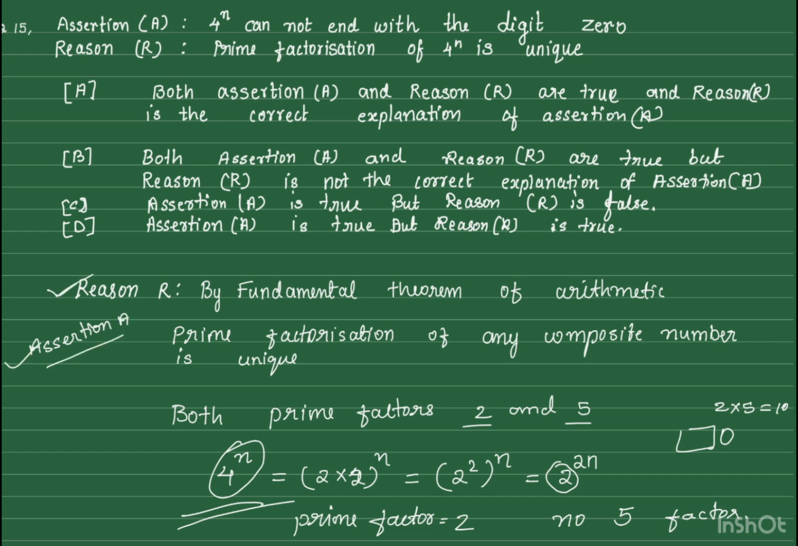A is also correct, and reason R is also correct. So we can conclude that both assertion A and reason R are true, and reason R is the correct explanation of assertion A. So the correct option is A.